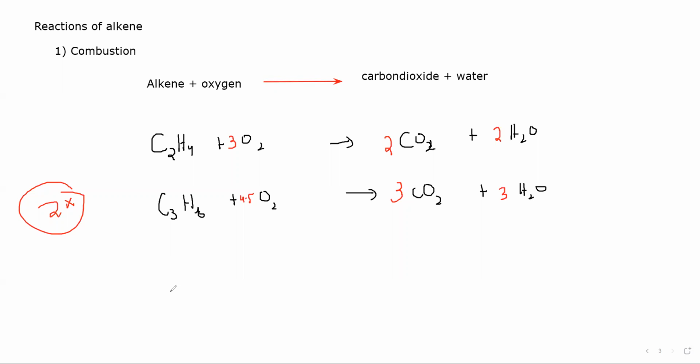So when we multiply all of them by 2, the final equation will be 2 C3H6 plus 9O2 gives 6CO2 plus 6H2O. And this is only in the case when you are using a decimal to balance the equation. If you are not using a decimal, then you don't have to multiply the whole equation by 2.